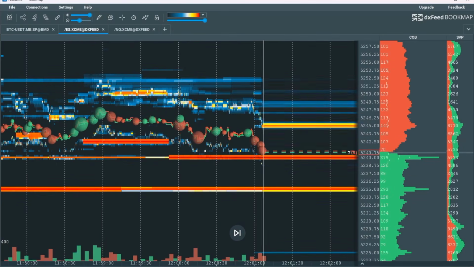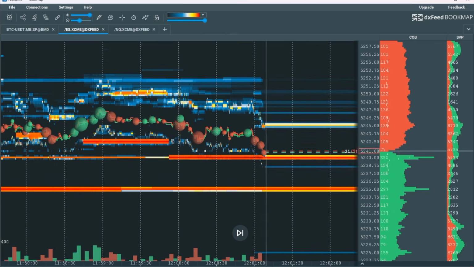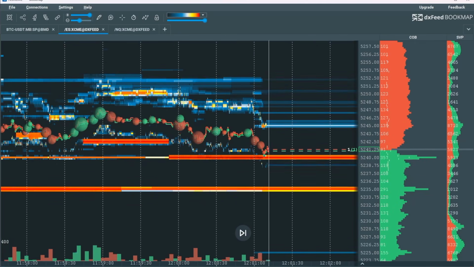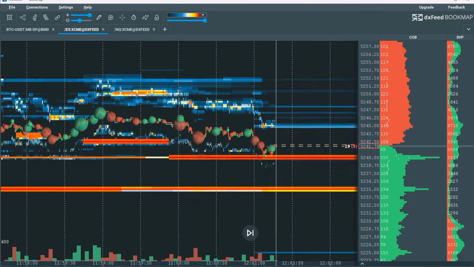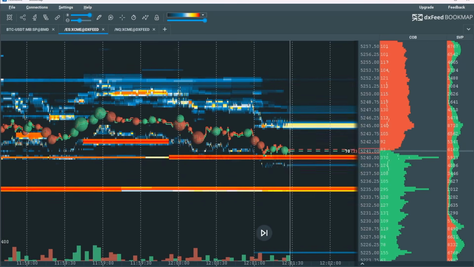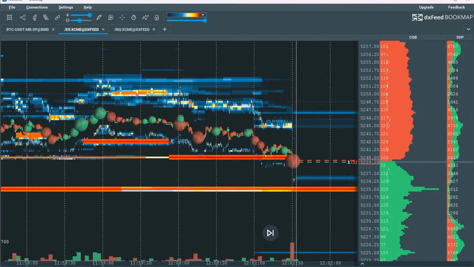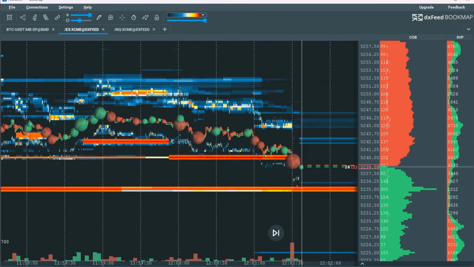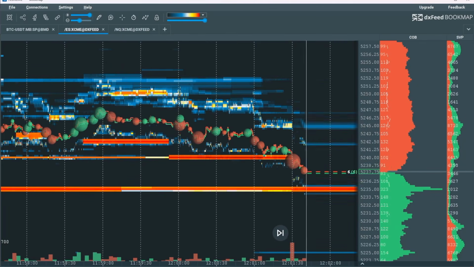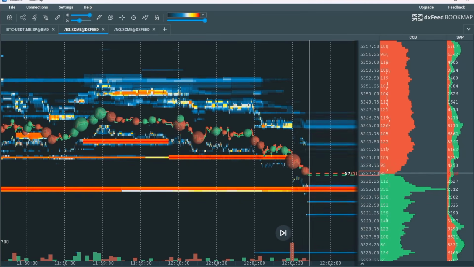All right, let's see if this 240 level breaks. We're getting some aggressive selling right here. Let's see if buyers are strong enough. Boom, look at that. Big seller just stepped in, aggressive seller. That order got taken out literally within a second. Okay, so now our next level is 235.